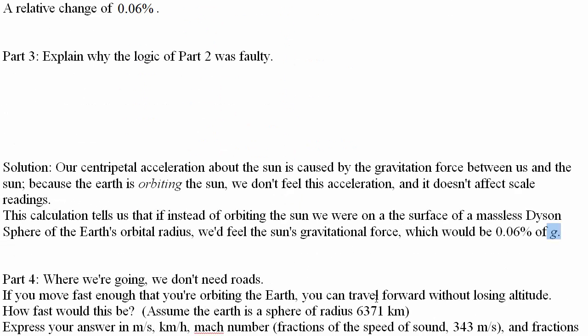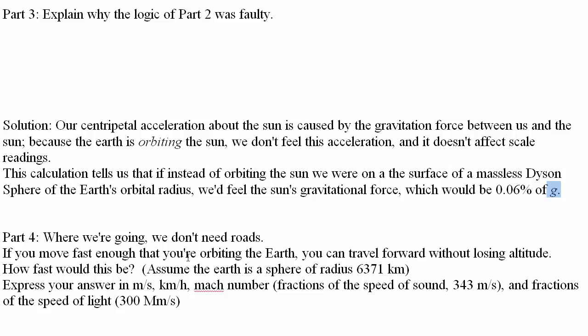Part 4, where we're going, we don't need roads. If you move fast enough that you're orbiting the Earth, then you can travel forward without losing altitude. So we can maybe orbit at the Earth's surface. How fast would this be?